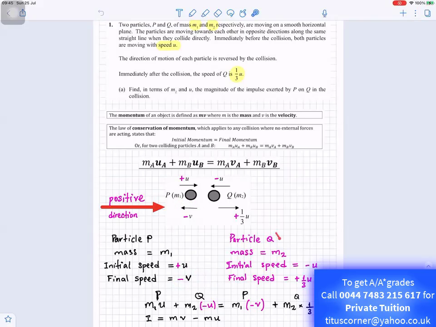Let's look at particle Q. Particle Q, the mass is m2. Initial speed is minus u because particle Q is moving to the left. And the final speed for particle Q is plus 1/3 u because it's moving to the right.